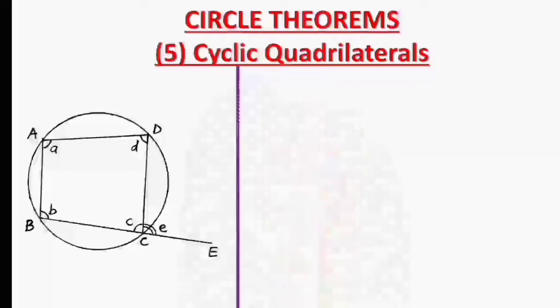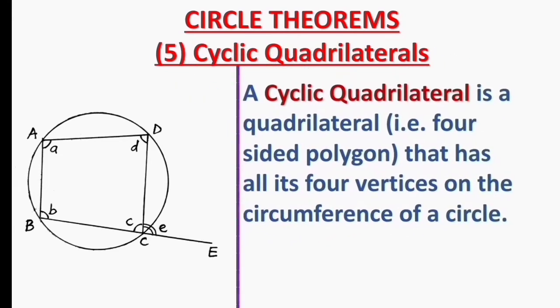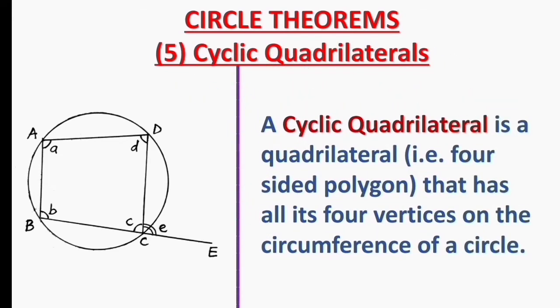Looking at circle theorem number 5, cyclic quadrilaterals. From definition, a cyclic quadrilateral is a quadrilateral. That means a four-sided polygon that has all its 4 vertices on the circumference of a circle.